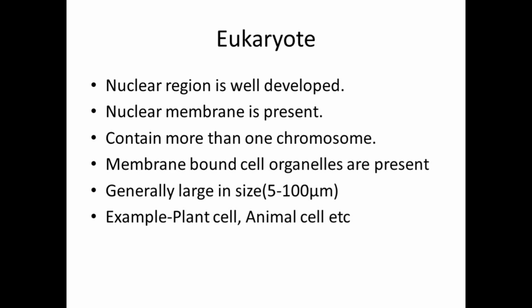In prokaryotes there is only a single chromosome in coiled form, but in eukaryotes more than one chromosome is present. Membrane-bound cell organelles are present in eukaryotes. When compared with prokaryotes, eukaryotes are generally large in size, 5 to 100 micrometers. Examples of eukaryotes include plant cells, animal cells and human cells, etc. So a eukaryotic cell has a well-defined nuclear region with a well-developed nuclear membrane.